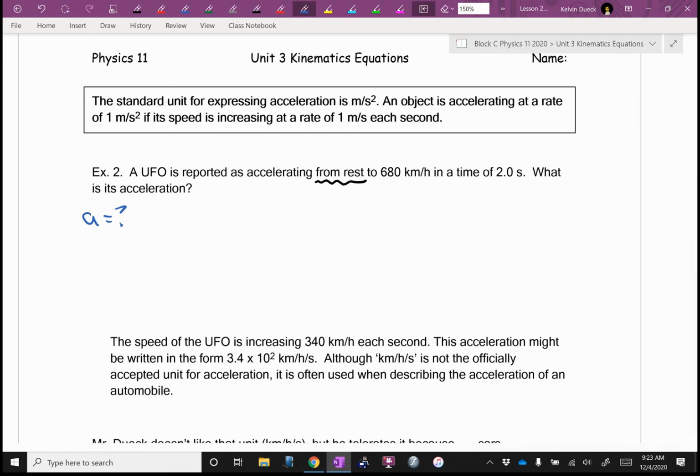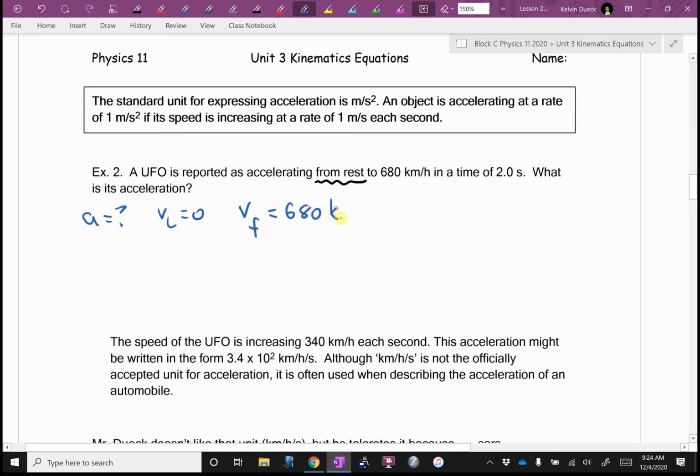From rest. What's that telling me? Oh, VI is 0? What's that 680? Well, kilometers per hour, that's definitely a speed or a velocity. By the way, right now we're just finding magnitudes. I didn't make up directions for a lot of these. If you get a positive answer, let's assume forward. If you get a negative answer, let's assume backward. So I think that 680 is V final.